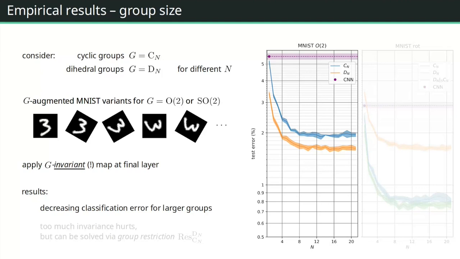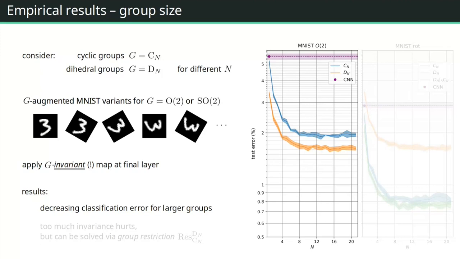But what we can observe for now is first that we get decreasing classification error for larger symmetry groups. So here we have our test error, and we have the different order n. So to the right we get a higher rotational symmetry. Then this purple line at the top is the performance of a just translation equivariant CNN. And then if we add rotation equivariance, you see that the performance increases. And at some point, it just saturates.